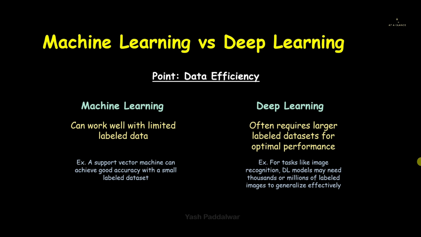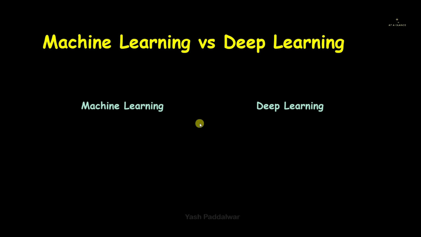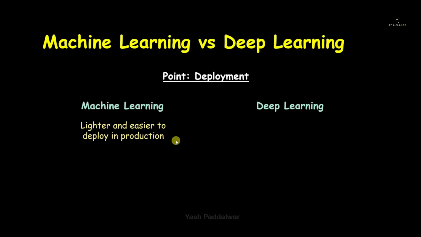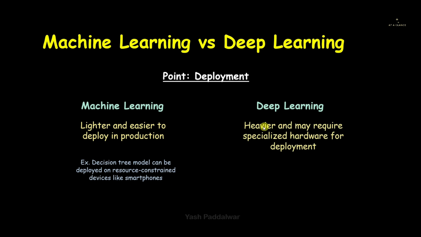Now let's move on to another point of difference, which is deployment of the model between machine learning and deep learning. As I already said, machine learning models are simpler and lighter. Therefore, the deployment of these models in production is also lighter and easier. For example, machine learning models like a decision tree can be easily deployed on devices that have constraints on resources, for example, smartphones.